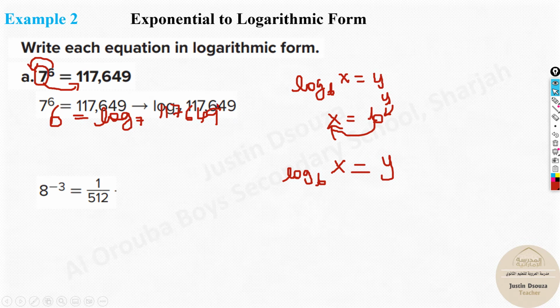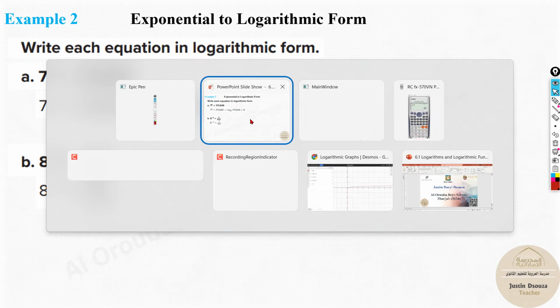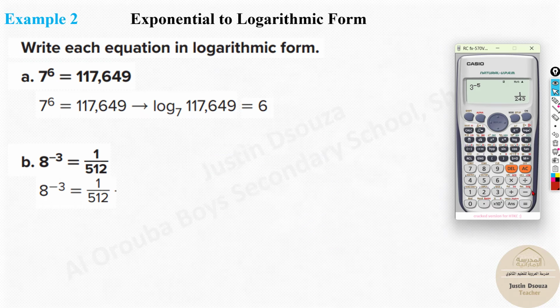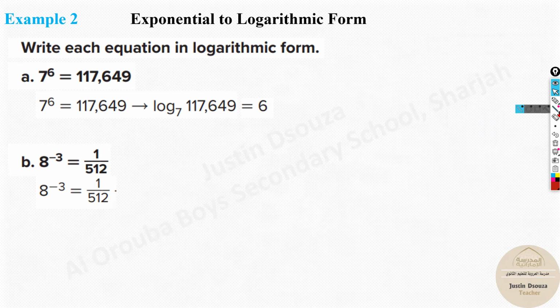Okay, over here log base 7 of 117,649 is equal to 6. Now you can double check this. Here, log base 7 of 117,649 will be equal to 6. That is the answer. Same thing over here. You can pause the video now and try it by yourselves.